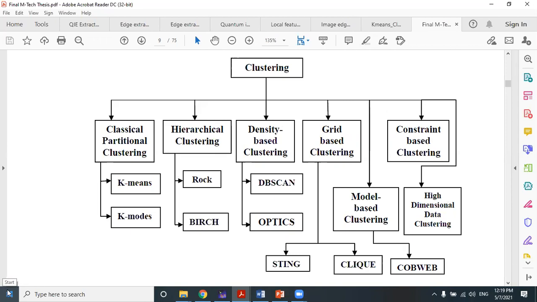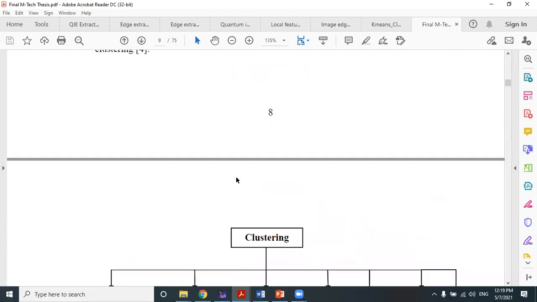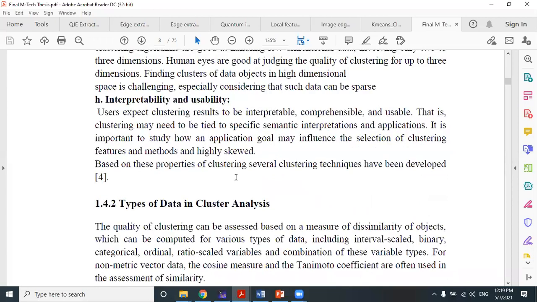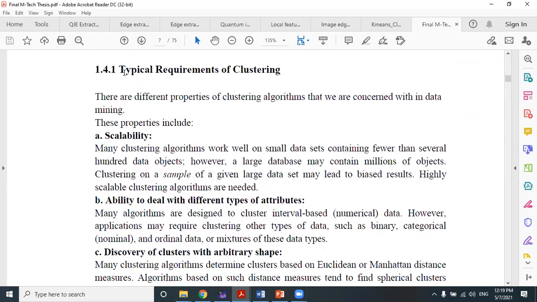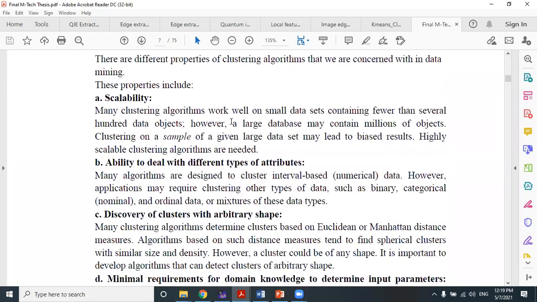That totally depends on your applications, on the structure of your data set. That totally depends on it. Okay. So these are the typical requirements of clustering. What are the typical requirements?